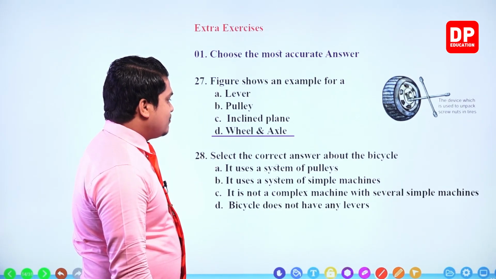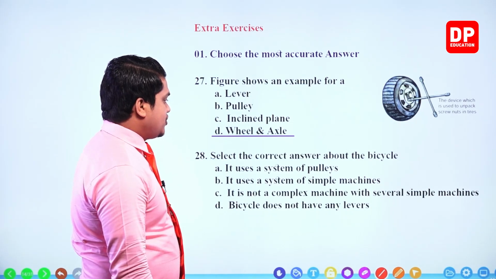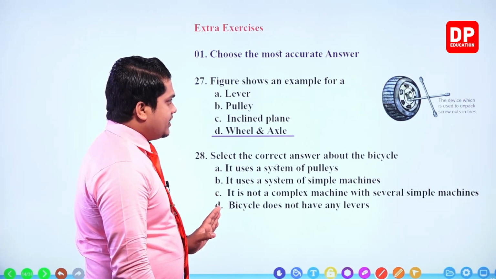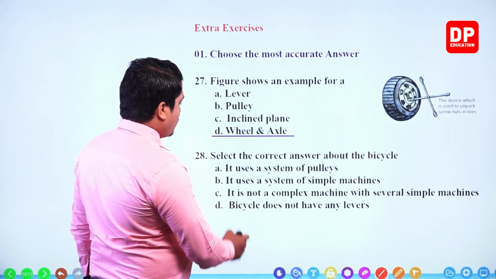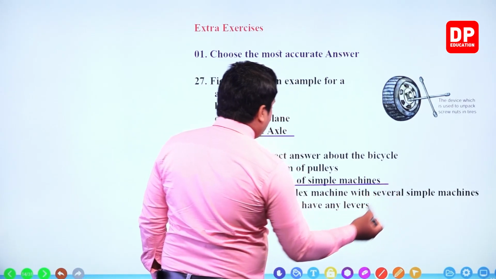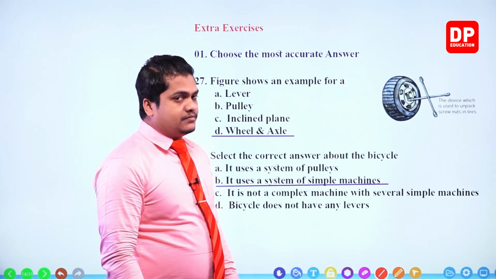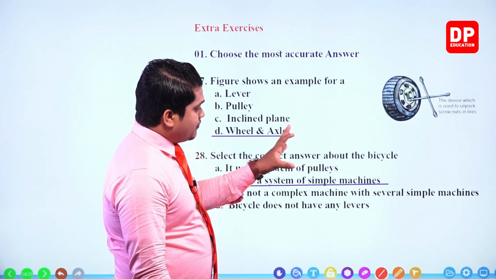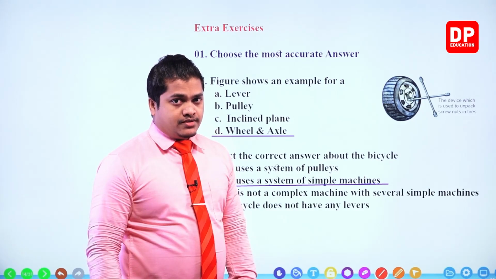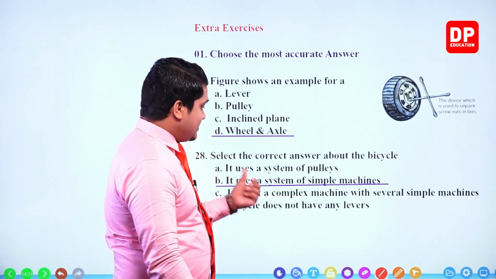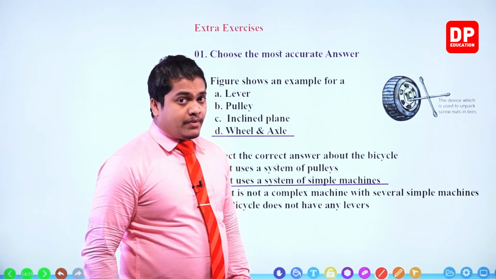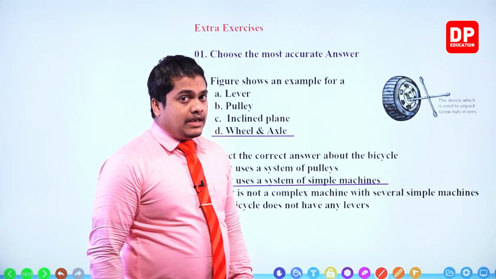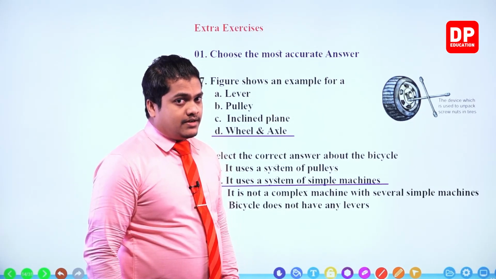Okay. So out of these two, you have to select one. It uses a system of pulleys. It uses a system of simple machines. Out of these two, my dear children, the most accurate one would be part B, because pulleys also fall under the category of simple machines. So within this answer, the upper one is included. So the most appropriate answer would be part B. It uses simple machines, right?